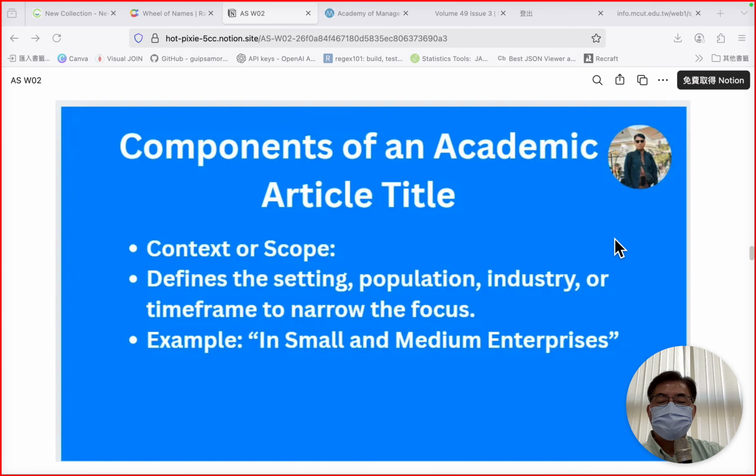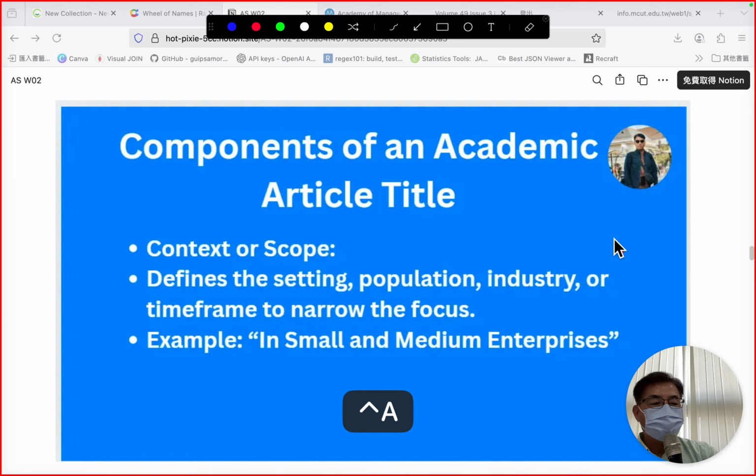Okay, the context. We have talked about the scope, but right now I want to say again, when you conduct a study in a specific country, for example, in Indonesia, in Vietnam, or in Thailand, it's a specific context. So context probably consists of 3 components. I would like to show you what those elements are. The first one we call the where.